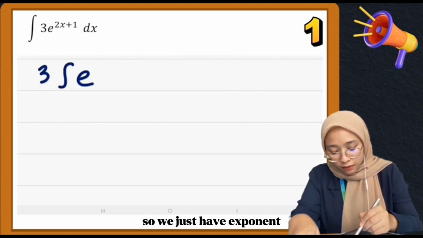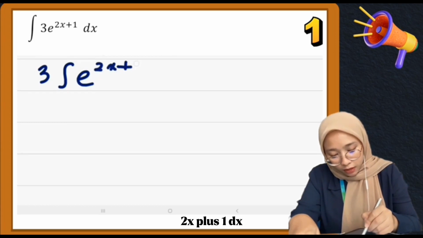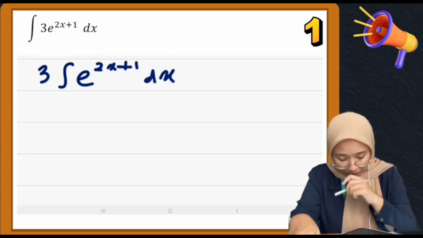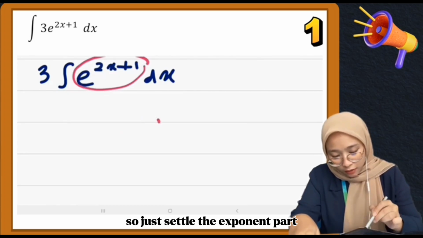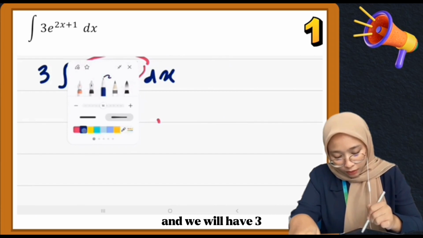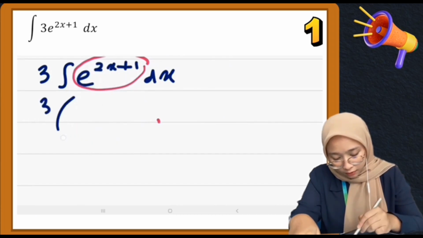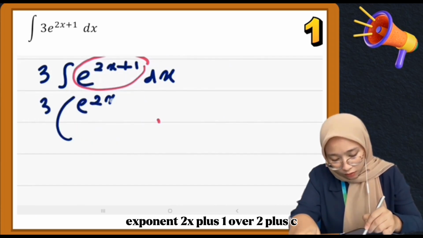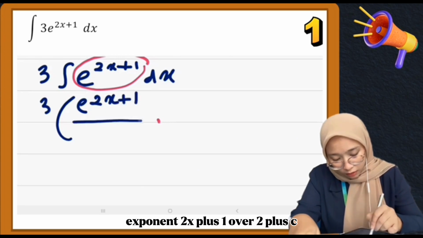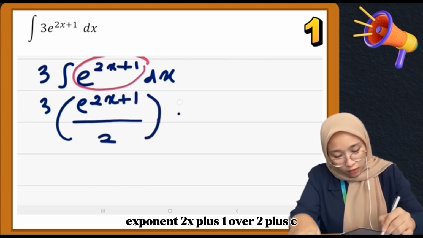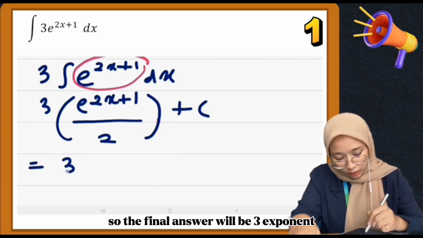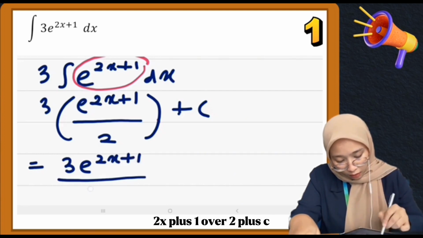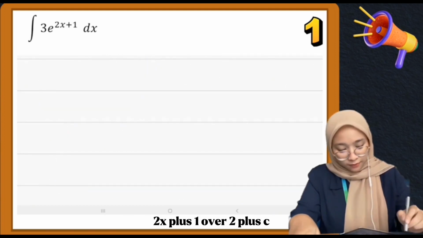So we just have exponent 2x plus 1 dx. So just settle the exponent part and we will have 3 exponent 2x plus 1 over 2 plus c. So the final answer will be 3 exponent 2x plus 1 over 2 plus c.